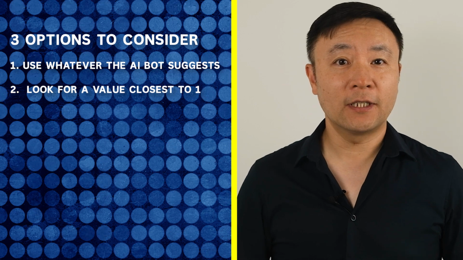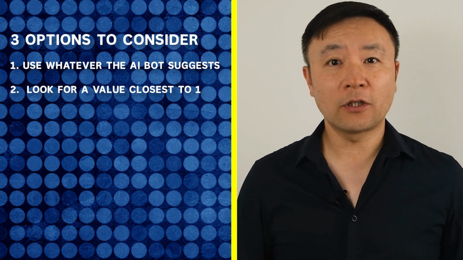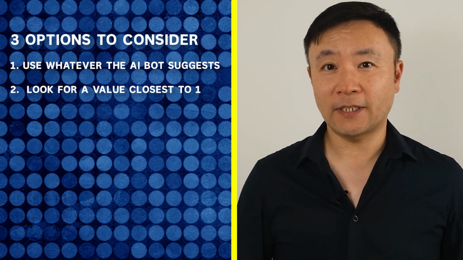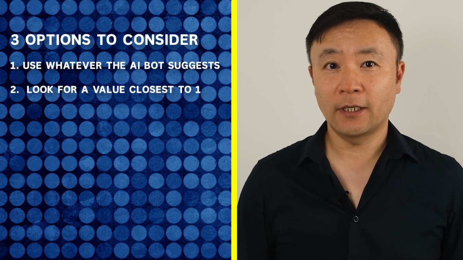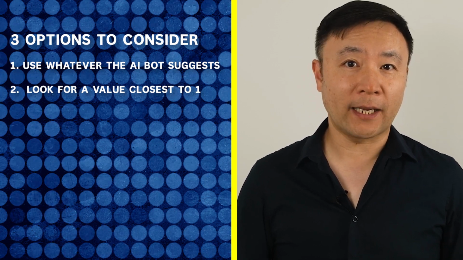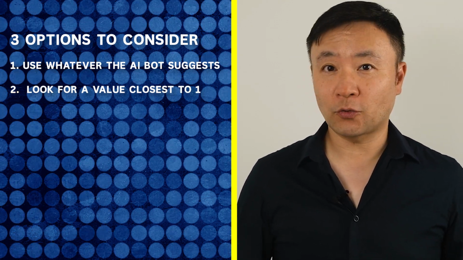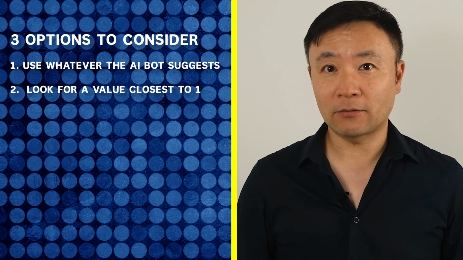The second option is to look for a value closest to 1 since it gives equal weighting to each stock and the most optimal balance. And this is generally the best for traders who want the least amount of risk.